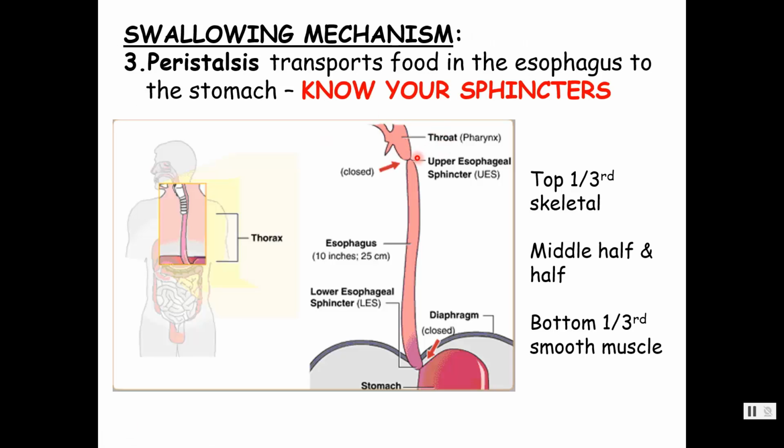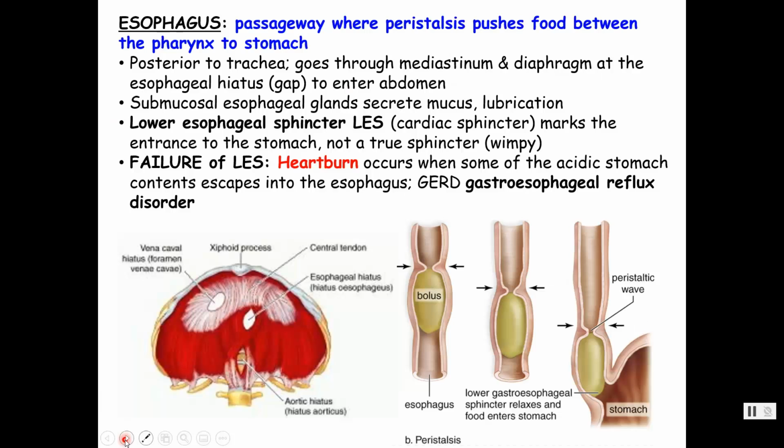So know your sphincters. At the top of the esophagus is the upper esophageal sphincter. As the esophagus goes through the mediastinum, that top third is going to be skeletal muscle. That middle portion is where we're making that transition between skeletal and smooth muscle, so about half and half. And then the lower part of the esophagus, the bottom third, is just going to be all smooth muscle. Right there at that junction between the esophagus and the stomach is the lower esophageal sphincter. So you do need to know your sphincters.